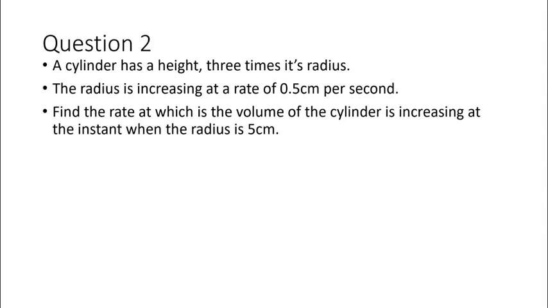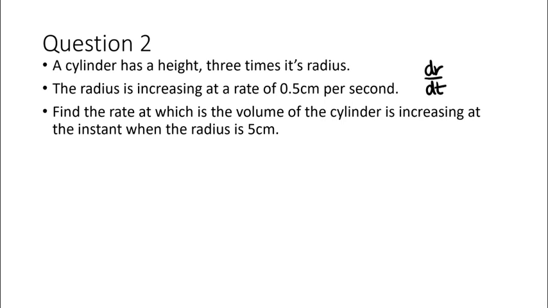So I had a few people ask me about some problems with rates. So I thought I'd go through one of these rates problems here. So we've got a cylinder that has a height that's 3 times its radius. We're also told the radius is increasing at a rate of 0.5 centimeters per second. What I'm going to do here is extract that information that I've got the radius increasing at a rate of 0.5 centimeters per second.